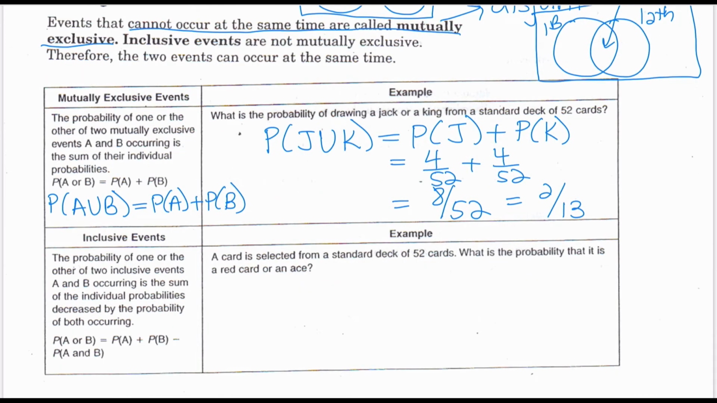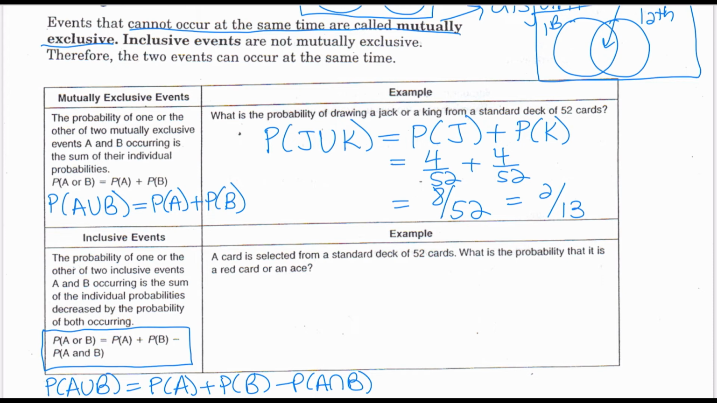For inclusive events, we are going to follow the following formula. The probability of A or B is equal to the probability of A plus the probability of B minus the probability of the intersection. So I can write that as the probability of A or B is equal to the probability of A plus the probability of B minus the probability of the intersection.